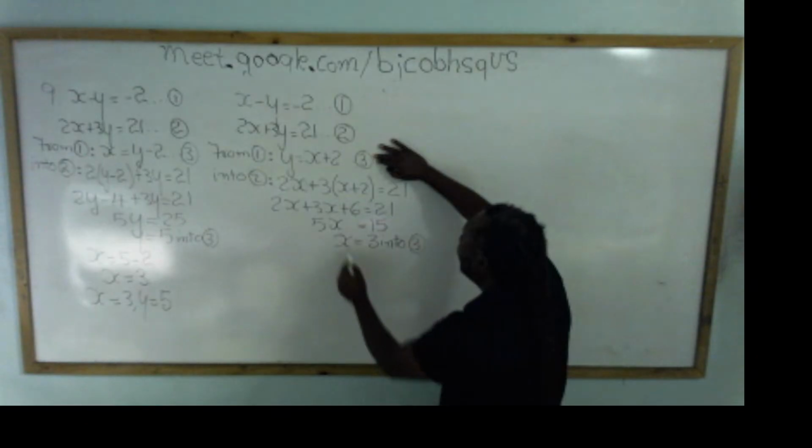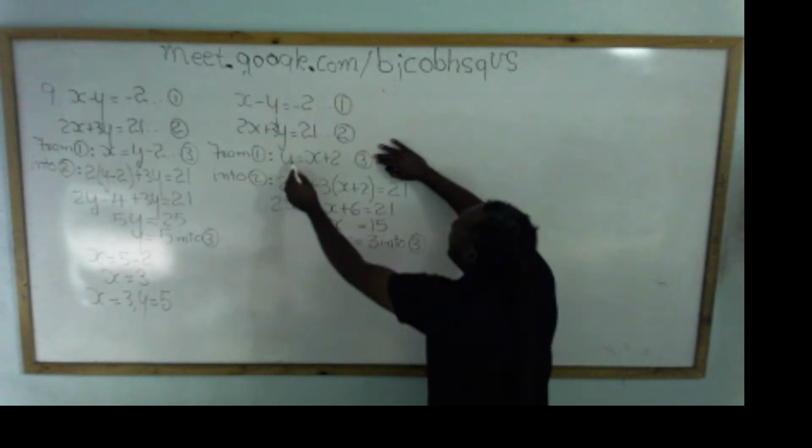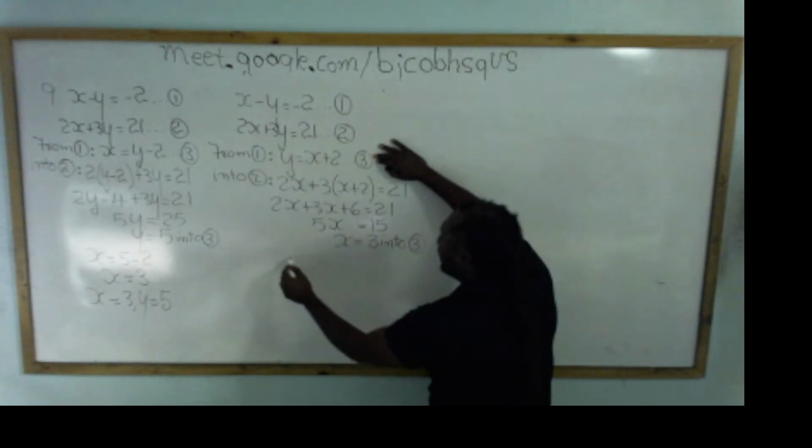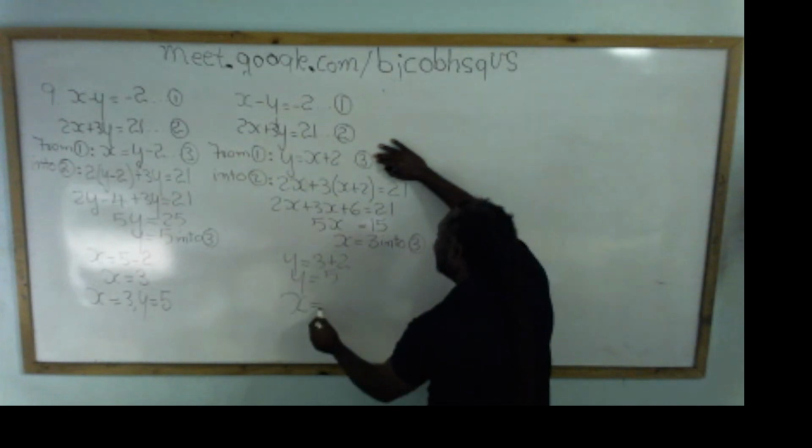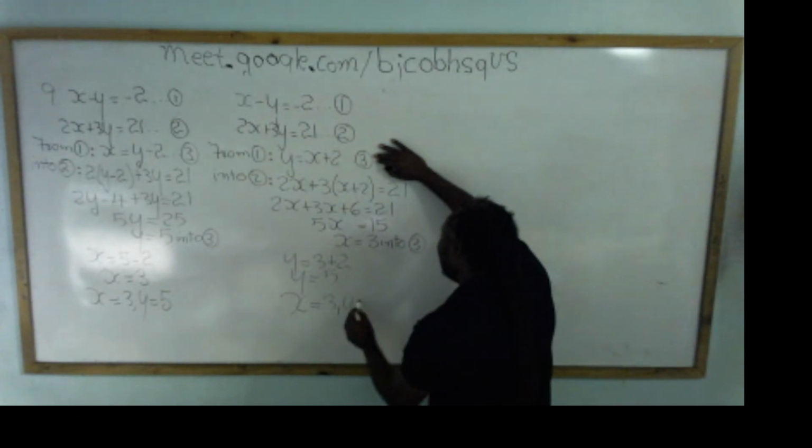X is equal to 3. So y is equal to 3 plus 2. Y is equal to 3 plus 2, so y is equal to 5. So x is equal to 3, y is equal to 5.